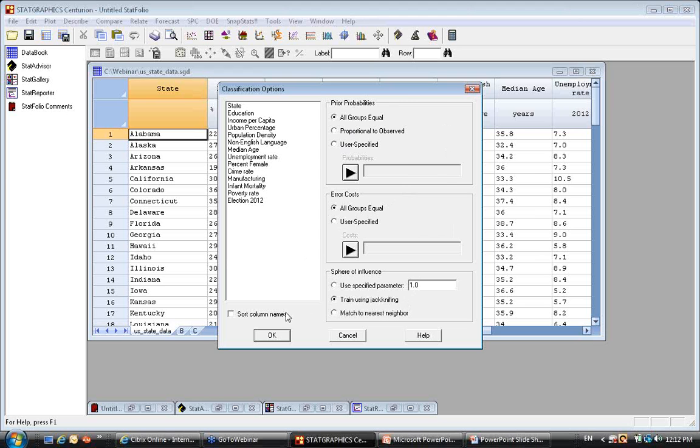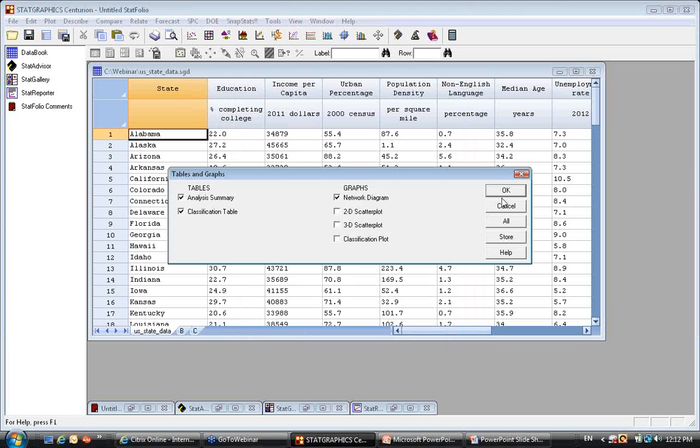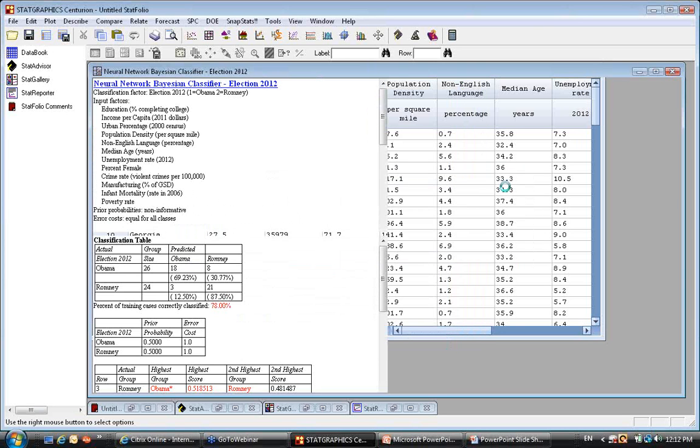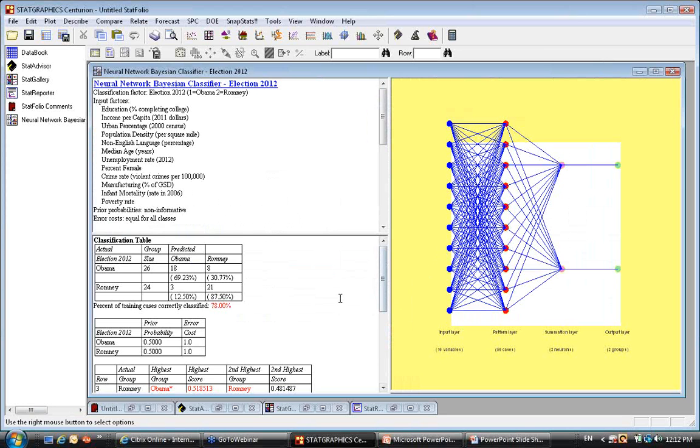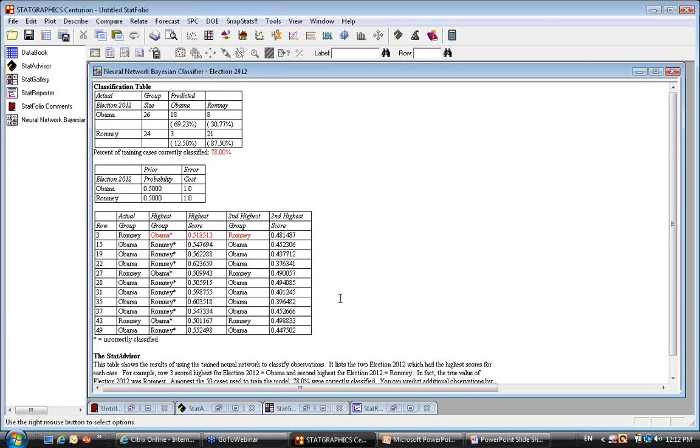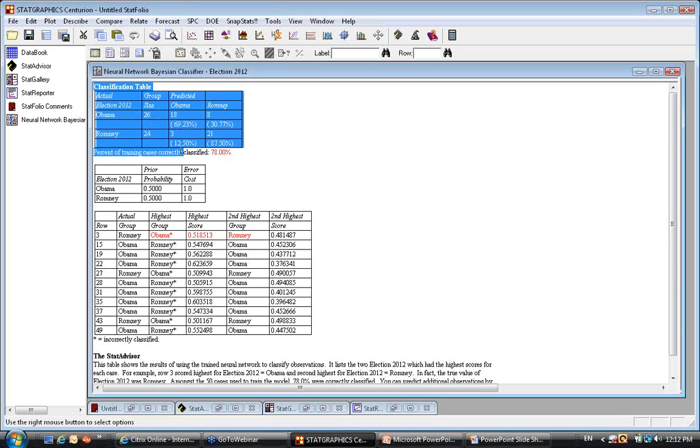All right, well, we'll let the program do the work. Again, I'm going to take all the defaults. And of particular interest is going to be the classification table. It will tell me basically how well it did in terms of classifying these particular observations.